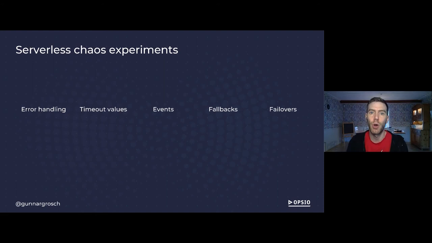With serverless functions and dependencies in the form of other managed services or third parties, we need to and want to get our timeout values right. They are probably in most cases correct when in steady state, but what happens when there are issues, say latency? And with event-driven architectures becoming more and more common, how we handle events is key. Are we queuing them correctly? What happens to events in case of service failures?